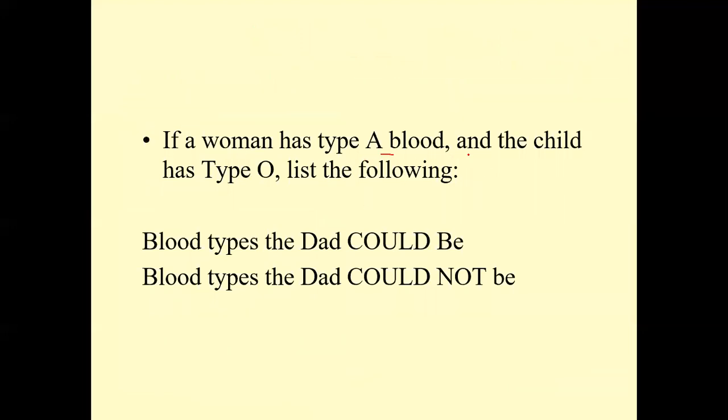If a woman has type A blood and a child has type O, list the following. You have to figure out what blood types the dad could be and what blood types the dad could not be. So let's talk about the woman first. Her possible genotype is going to be a couple of things. She could be homozygous for A, or she could also be this genotype. Because if you took a blood sample of the mom, we don't look at the genotype, we just look at the phenotype, which would be type A.